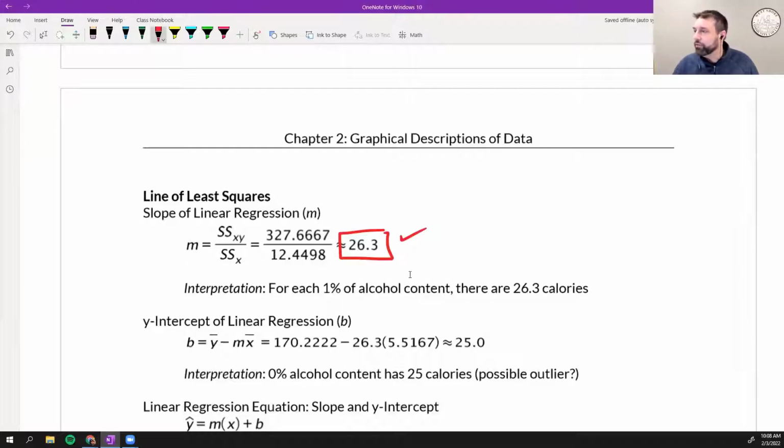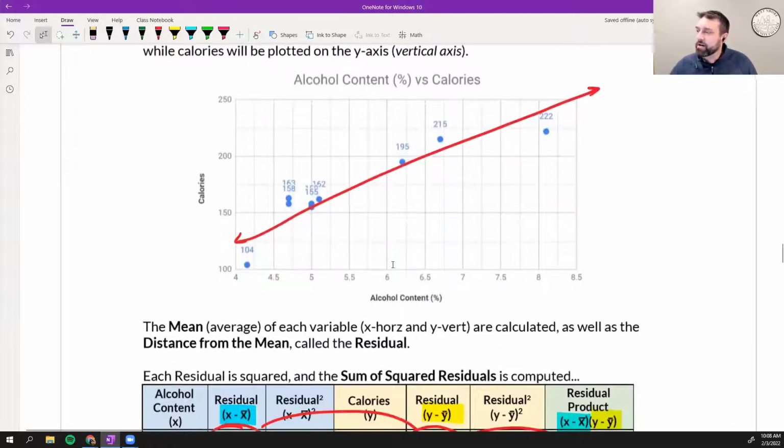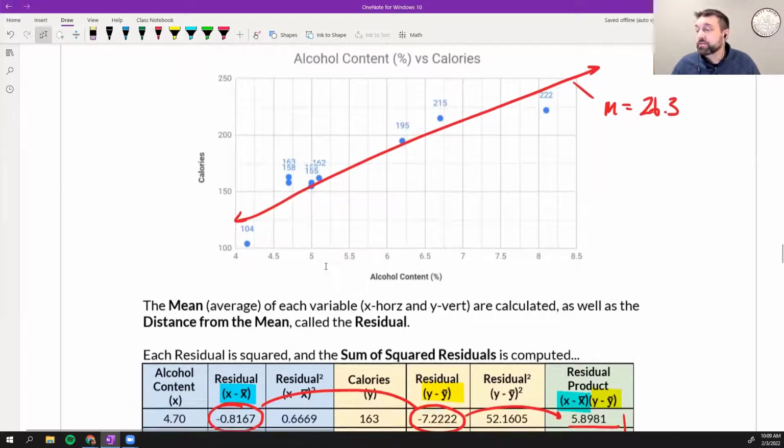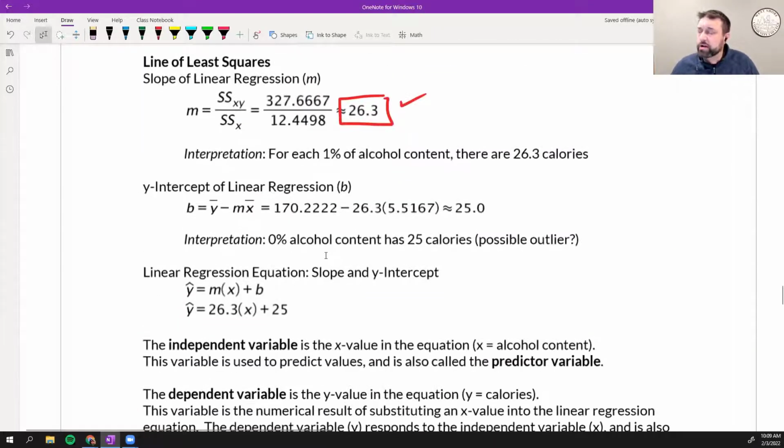So if we go back up to this idea right here, the line of best fit that best fits our data has a slope of 26.3. That's the slope of the line of best fit. Now we need to find the y-intercept. And so you can do a little algebra.